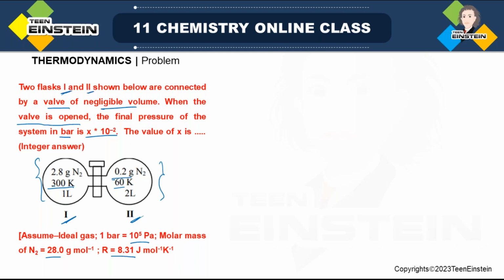As the mass of nitrogen is given, you can easily calculate the number of moles involved in flask 1 and in flask 2. And when you open the valve, what will happen? This temperature will decrease and this temperature will increase. So ultimately there will be a temperature which is something in between 300 and 60. It will be intermediate. Okay.